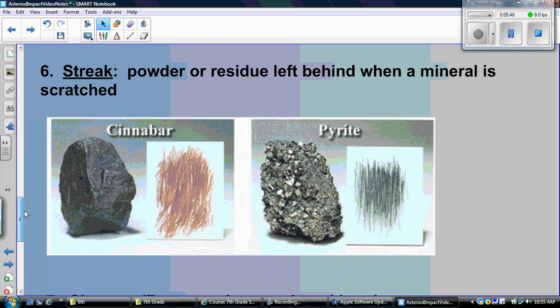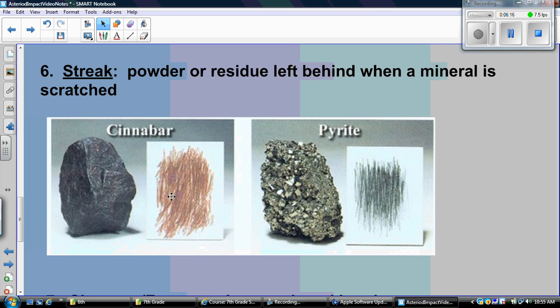Streak is the powder or residue that's left behind when a mineral is scratched. Now this is somewhat good, however some minerals have the same color of streak. So it could be good and it could be not so good if another mineral has the same color streak. Pretty much what you do is you take a mineral and rub it across a porcelain plate and it will leave behind a residue, and that's called the streak.